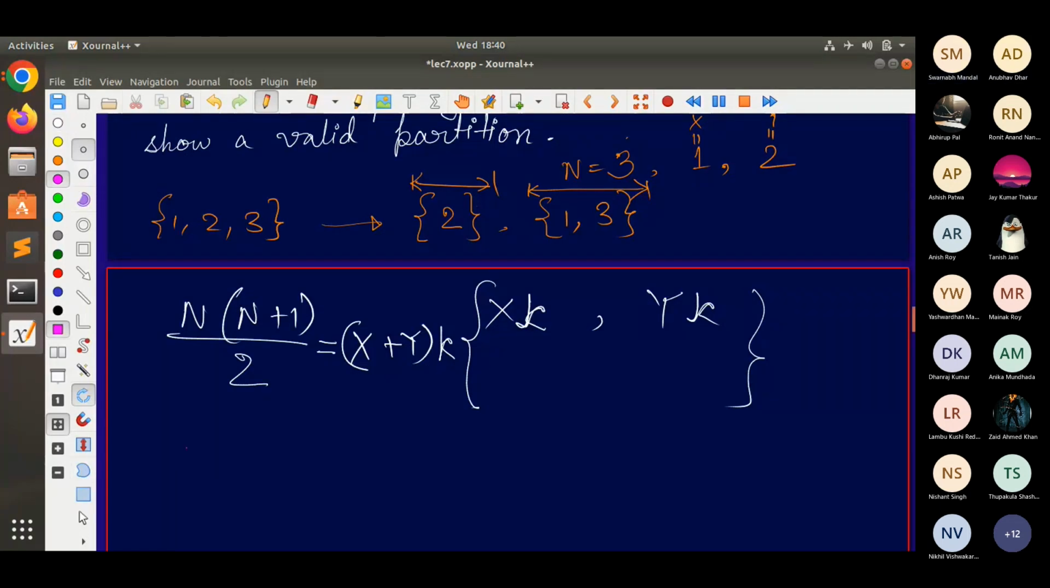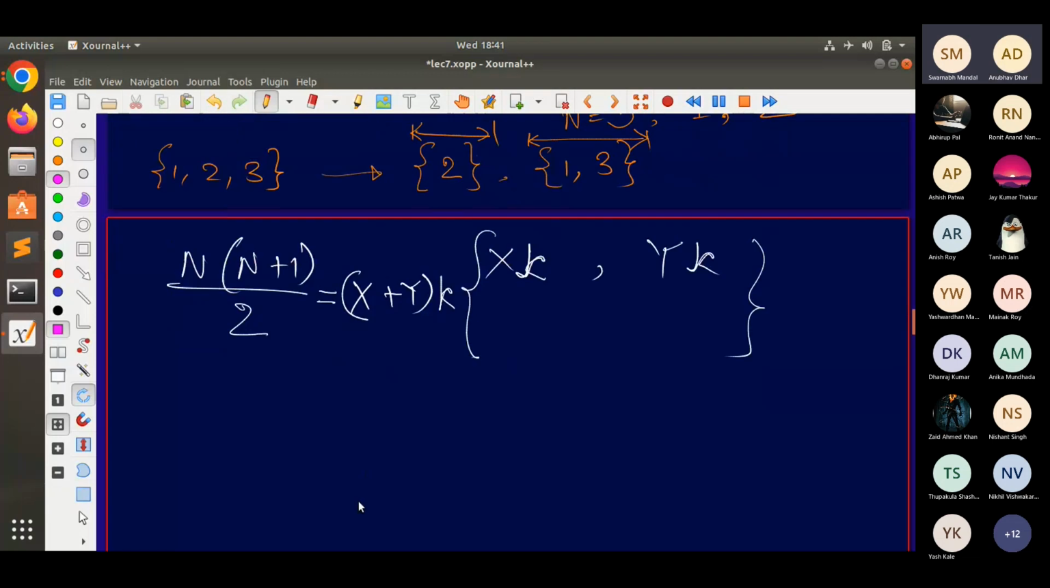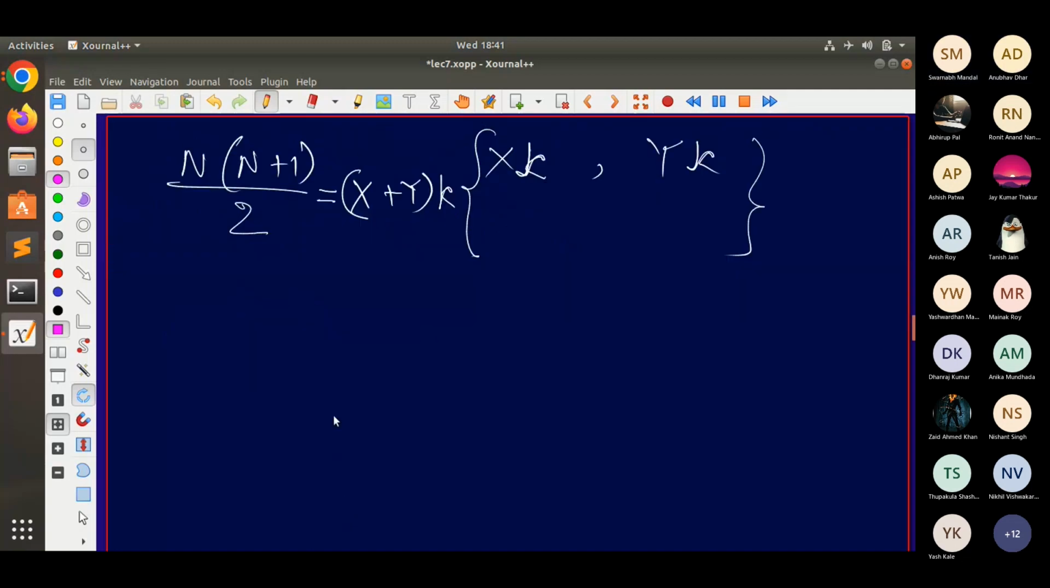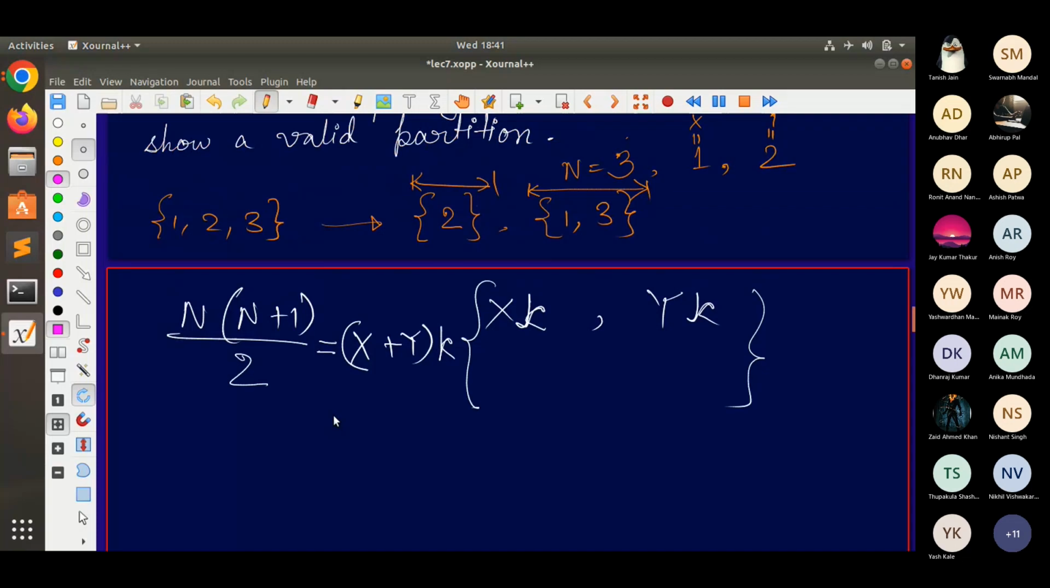Okay. So can you just explain what you are doing from the 0th index? Are you taking sums like 1, 1 plus 2, 1 plus 2 plus 3, something like that? Yeah, 1 plus 2 plus 3 plus 4, and so on. If we get xk or yk, then it satisfies. The remaining sum will be the other part. K should be an integer, right? Exactly. So if n into n plus 1 upon 2 modulo x plus y is not 0, then partition is not possible.